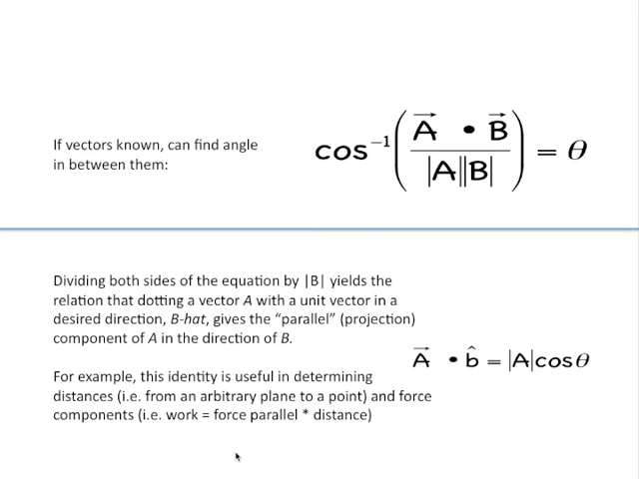For example, this identity is useful in determining distances, i.e. from an arbitrary plane to a point, and force components, for example work equals force parallel times distance. Thus we have a dot b hat equals the magnitude of a cosine theta.